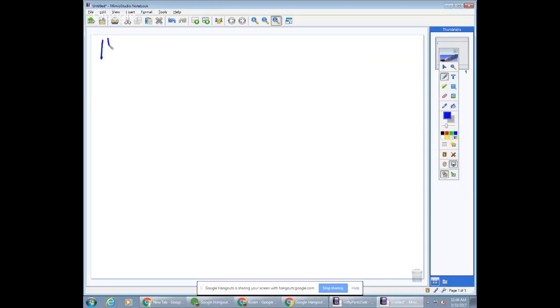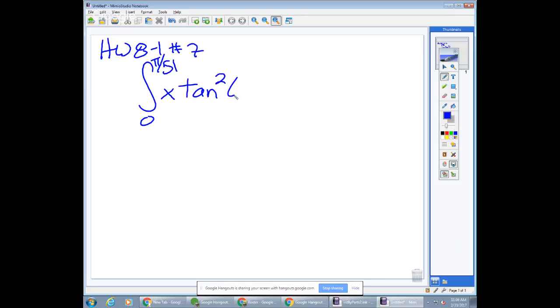So homework 8.1, number 7, is that right? All right, we've got the integral from 0 to pi over 51, what a lovely number that one is, of x times the tangent squared of x dx. And so we have to come up with a way to break this apart.